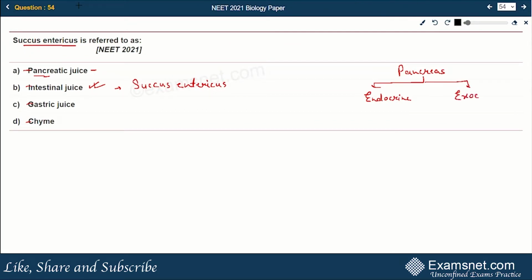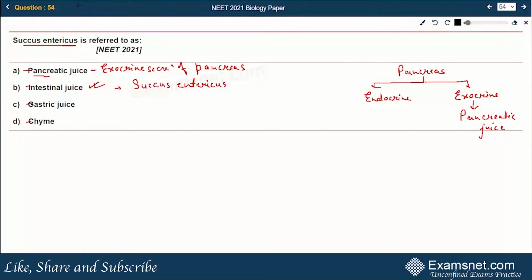Right. So out of them, which type of secretion involves pancreatic juice? It is exocrine secretion. This is known as pancreatic juice. So we can write here exocrine secretion of pancreas.